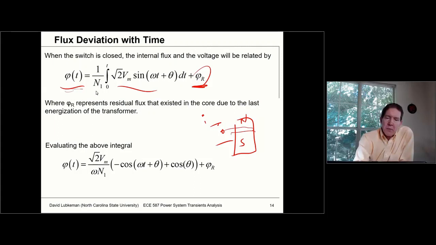If I perform this integral, I'm going to see that the magnetic flux with respect to time is square root of 2 times Vm divided by omega times N1, times the quantity minus cosine of omega t plus theta, plus cosine theta, plus this residual term. So depending on the value for theta, I'm going to get a time varying magnetic flux. We'll just assume for now that we don't have to worry about the damping effect, so there's no damping in here just yet.